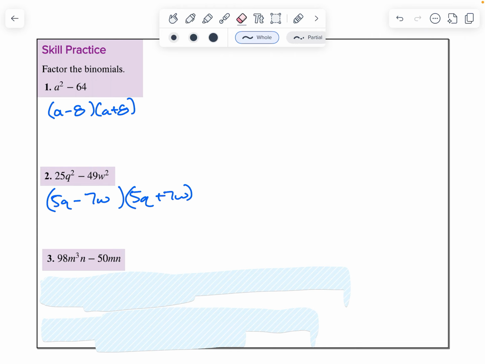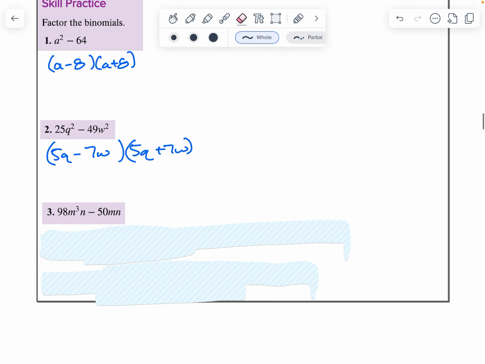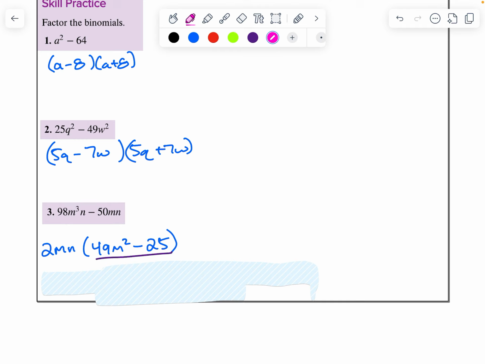And the last one down here, those don't look like perfect squares. But if you divide the 98 and the 50 both by 2, you end up with 49 and 25. That's perfect squares. Notice they also have an m and an n in common. So the first thing is to factor out this GCF. This right here, the 2mn, is a GCF.